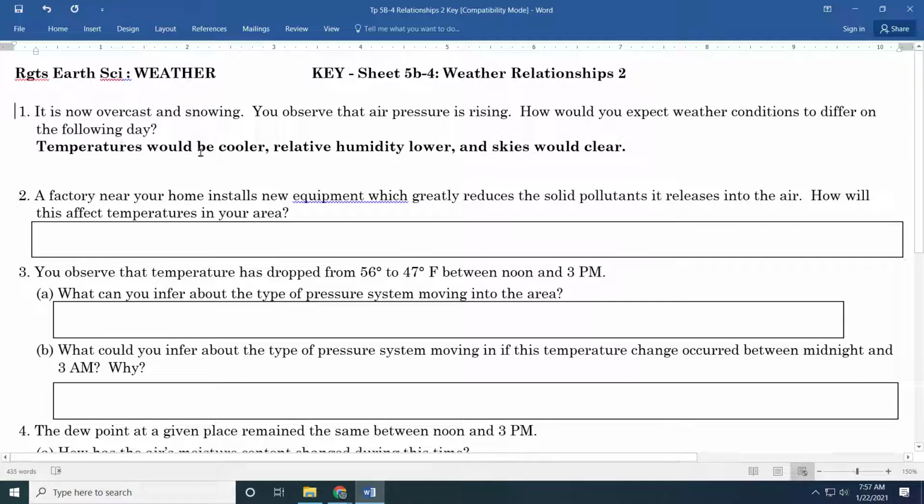So you should have been able to do the temperature and humidity part, and those logically lead to the sky clearing. So it's probably going to stop snowing. You could have mentioned that too.